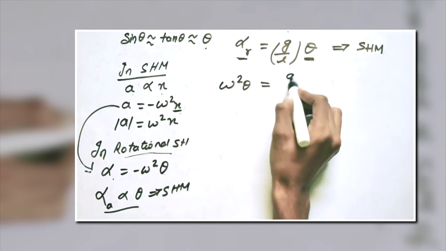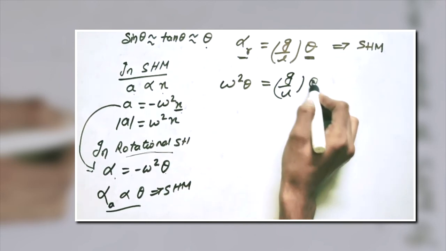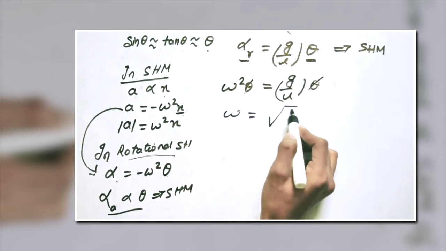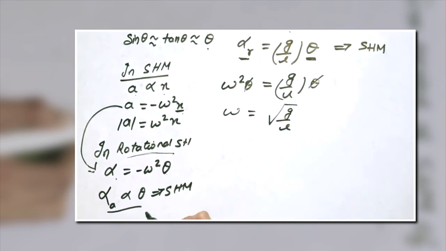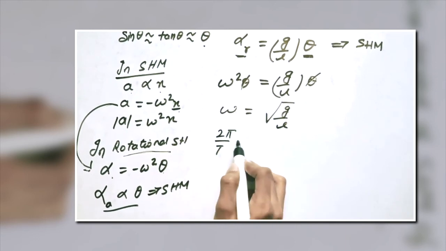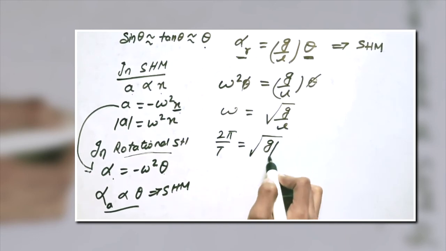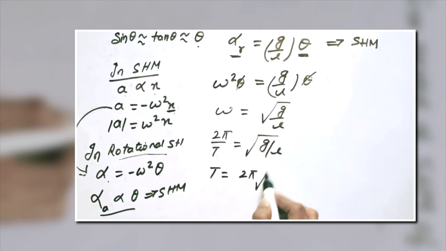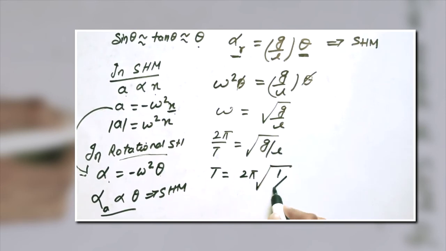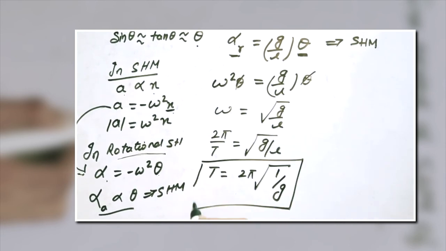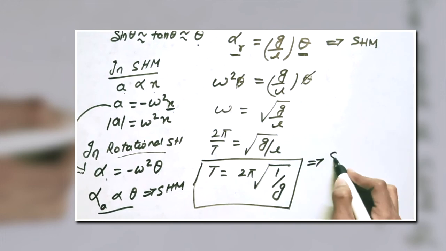So this is equal to g by L theta. Theta gets cancelled. Omega comes out to be under root of g by L. So your omega, which is 2 pi by T, is equal to under root of g by L. So your T comes out to be 2 pi under root of L by g. So this is your time period of a simple pendulum.